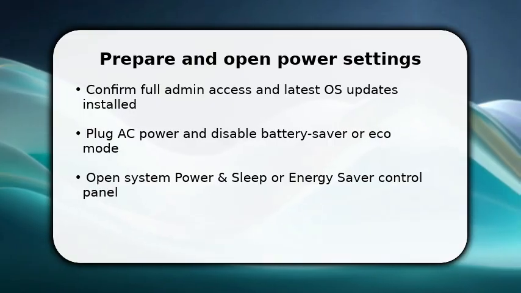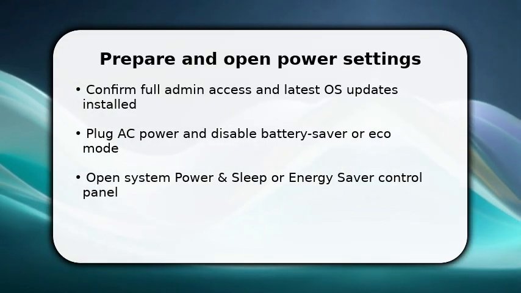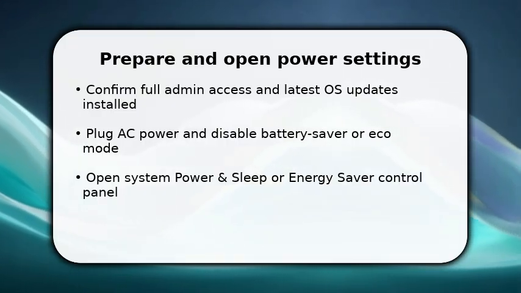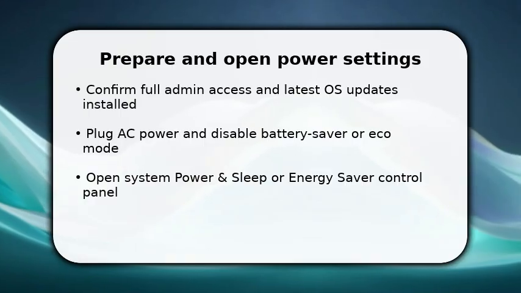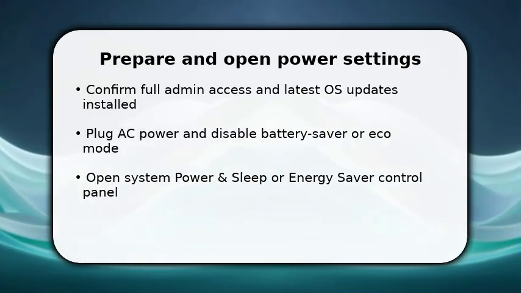Next, open the system power and sleep or energy saver panel immediately and keep it visible. This is where you'll change timeouts and advanced options. Make sure to note current values so you can revert if needed, and proceed directly to changing active profiles.